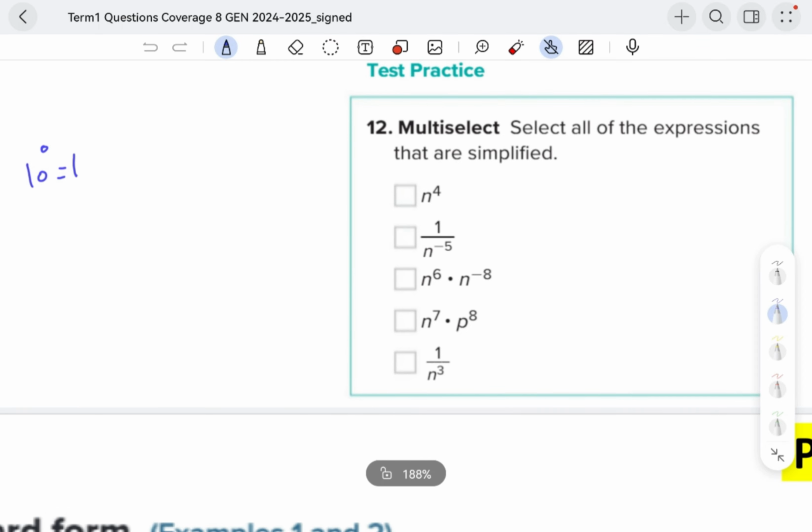Select all of the expressions that are simplified. Let's start with the first one. n raised to the 4th power. This is written in the simplest form.